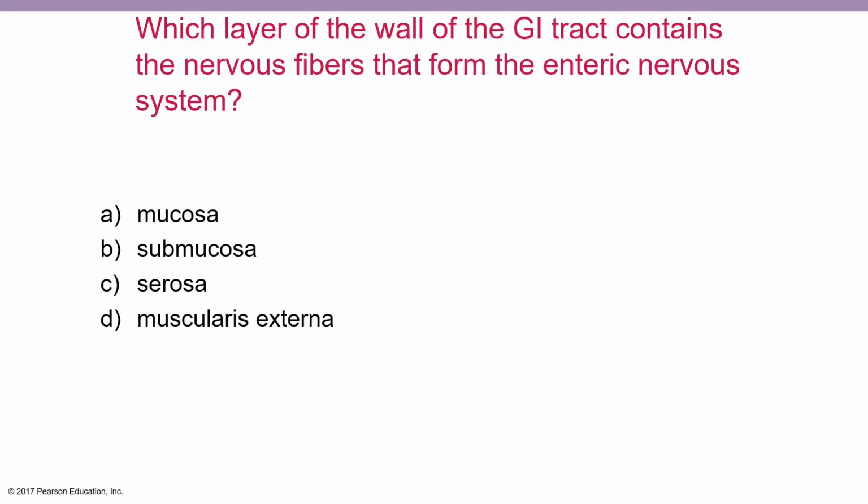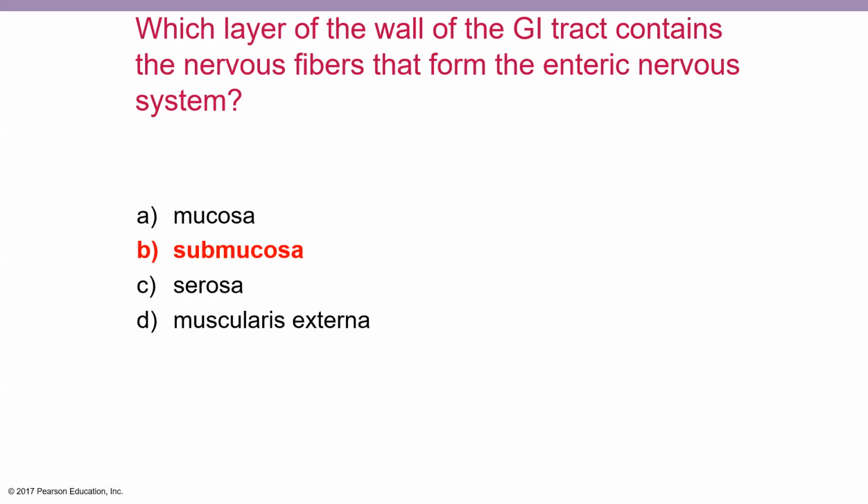Okay, so let's go over the answer here. Which layer of the wall of the GI tract contains the nervous fibers that form the enteric nervous system? So we've got the mucosa, the submucosa, the serosa, and the muscularis externa. And we said the submucosa has the layers of the enteric nervous system, which is the submucosal plexus.